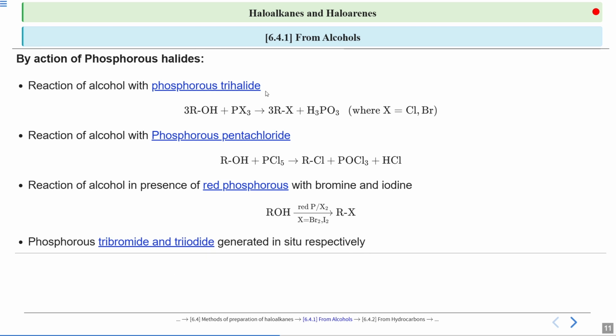In the phosphorus trihalide, where this halogen is only chlorine and bromine, that means you are preparing an alkyl chloride or alkyl bromide, right? In this process, it is only phosphorus pentachloride that can react with the alcohol molecule. And also if you want to get the alkyl iodide or bromide, you can react the alcohol in presence of red phosphorus with the bromine and the iodine, and you will get your desired product.